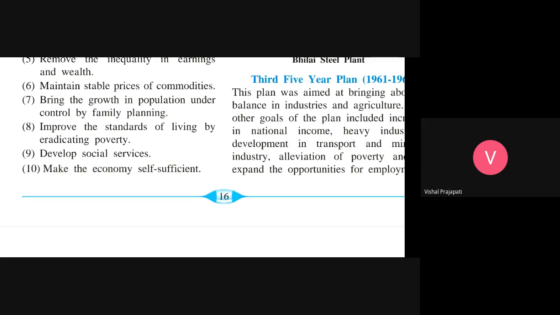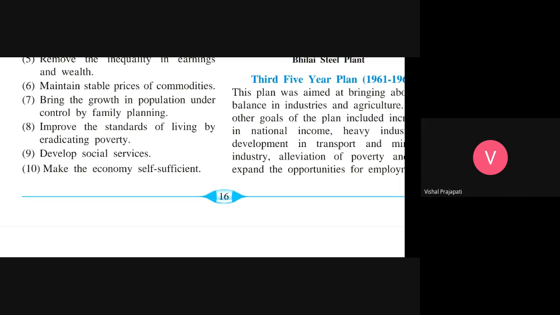So the next one is improve the standards of living by eradicating poverty. By removing poverty from the country, taking people out of poverty, we have to improve their standard of living. There must be a minimum standard of living for every citizen in a country. So we have to make the situation in our country such that they can live with a proper standard of living.